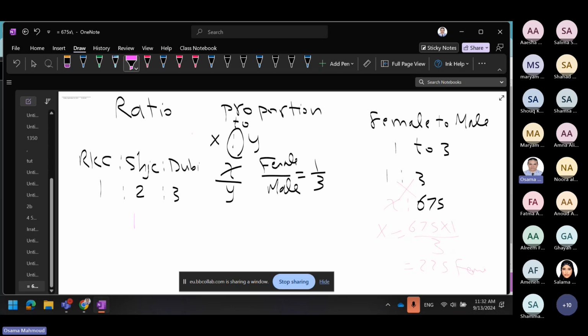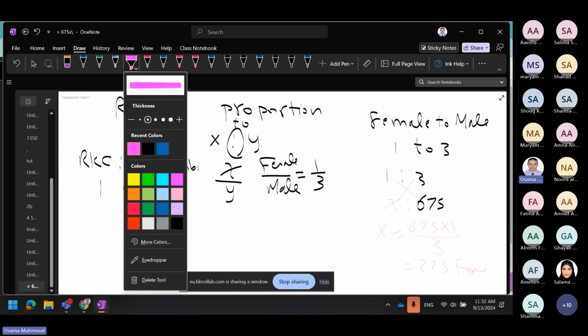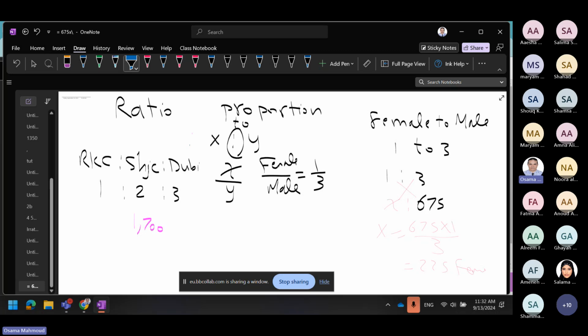In Sharjah, they have 1,700 students, right? And I ask you, how many students in Dubai? So what you are going to do, you just call it D. So in Dubai it will be 3 times 1,700 over 2. And how much is it? 2,550. Is it correct?